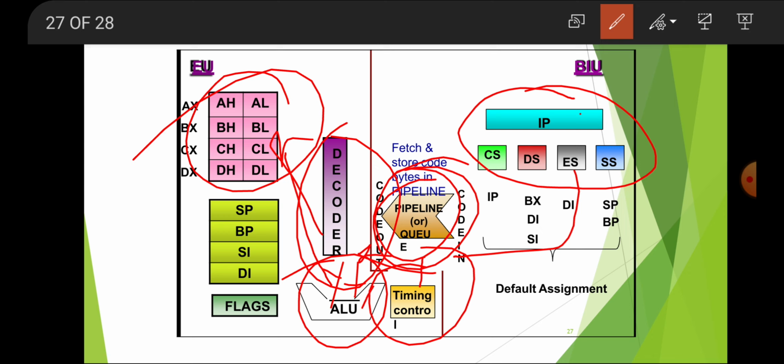Now SP, BP, SI, DI are the offset addresses of the remaining 3 blocks of memory: the stack segment, data segment, and extra segment. The code segment is already here in the IP. This is the whole overview of your BIU and EU, that is, the architecture of the 8086. I missed many things that I will tell you in the coming lectures, but due to the time limit I have explained the instruction flow of the 8086.